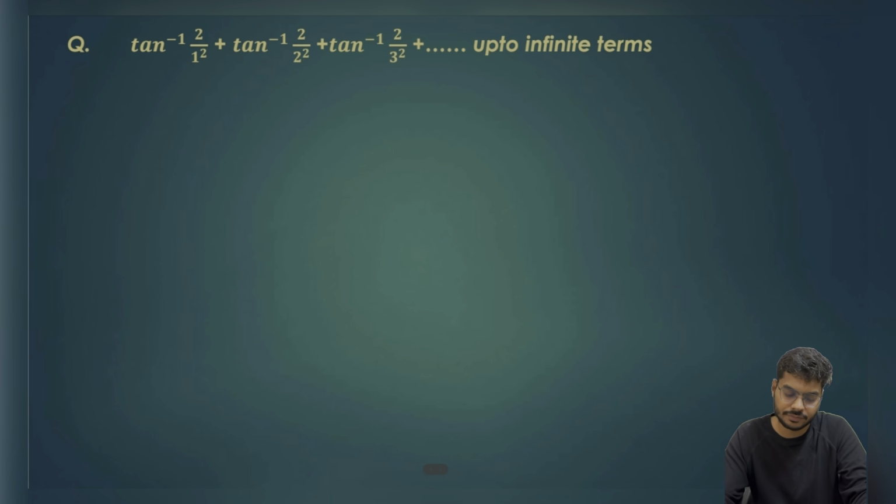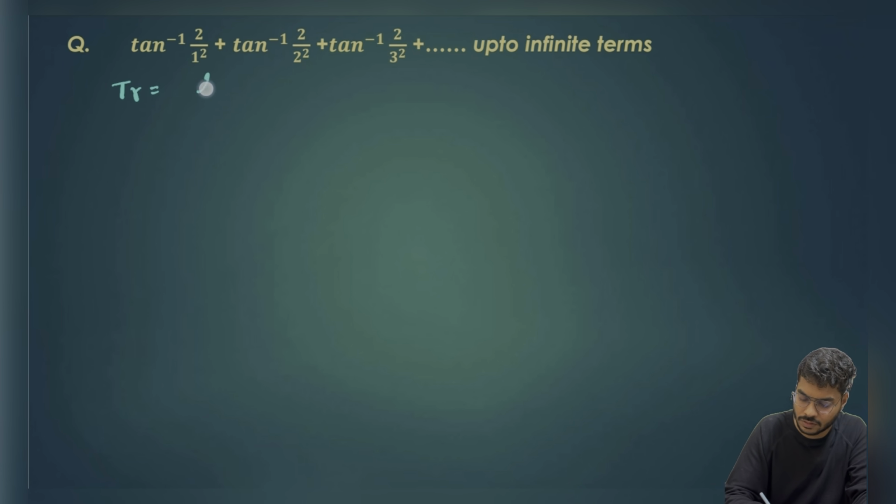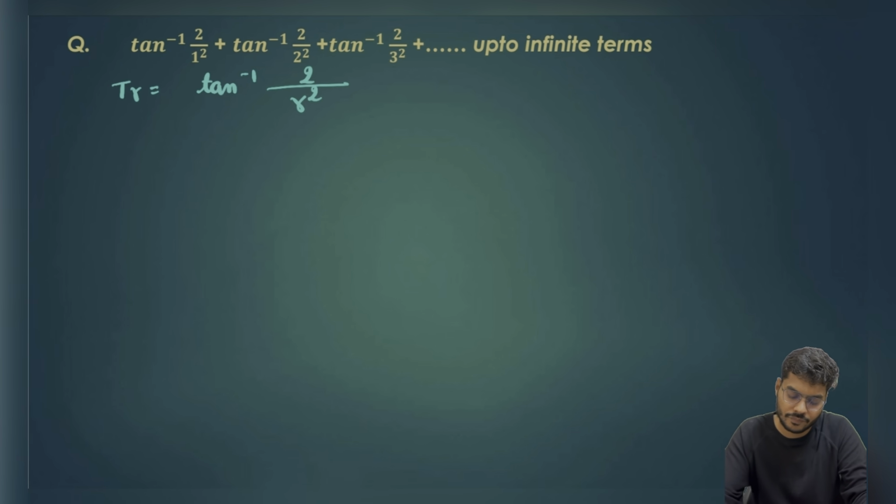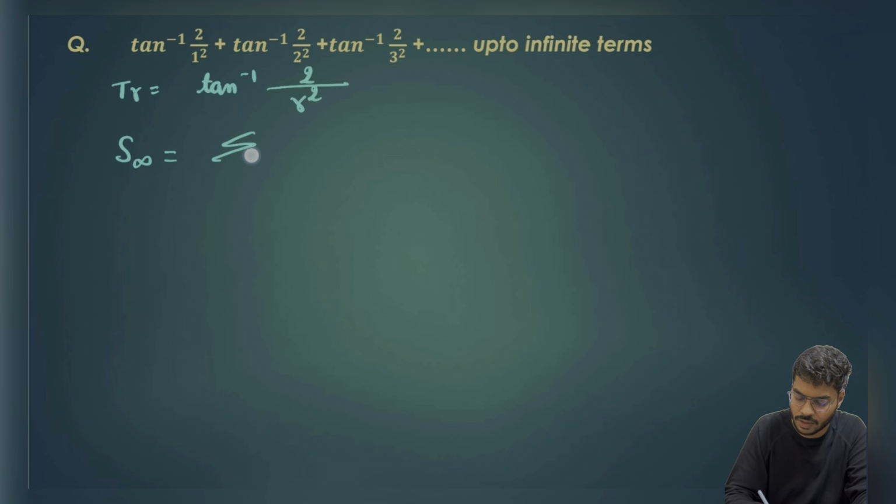Moving on to the next question. Again the same pattern. First we have to find the general term. What is the general term? Tan inverse 2 is common in the numerator, so the numerator is 2. What is the denominator? R square. Now how to create the difference? Can I write up to the infinity term? So S infinity is nothing but summation of R from 1 to infinity.